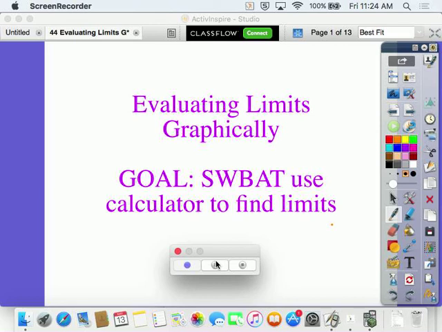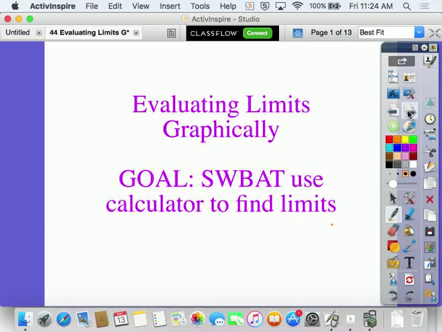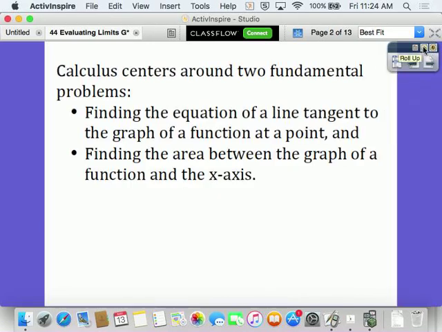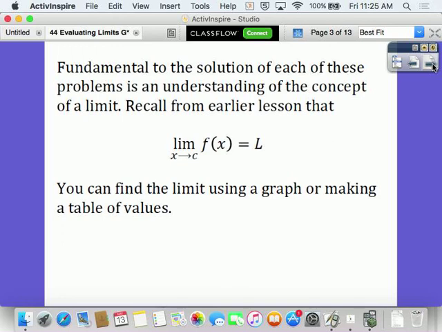So the reason why we are covering limits is because this is pre-calculus. And pre-calculus is a preview of calculus. And calculus centers around 2 fundamental problems. That's finding the equation of a line tangent to the graphical function at a point, and finding the area between the graphical function and the x-axis. Okay, that's what calculus really is about. 2 main topics: derivatives and integration. And the fundamental to the solution of each of these problems is the understanding of the concept of a limit.